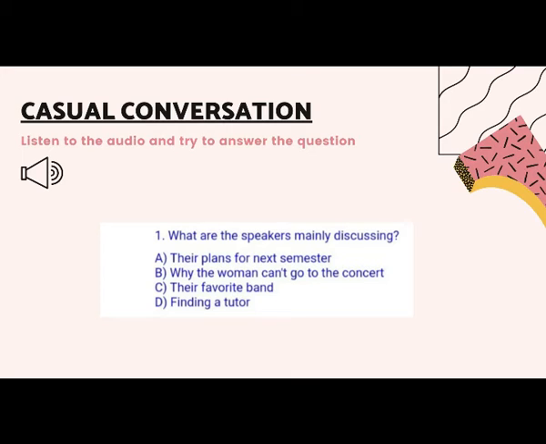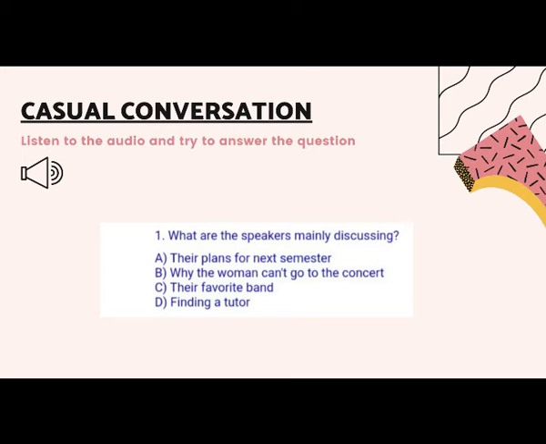Yes, the correct answer is B. Why the woman cannot go to the concert. This is an understanding-the-key's question. Why? Because we can see the choice A is incorrect because they are discussing the woman's plan, not the man's.